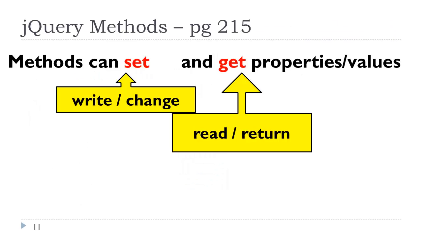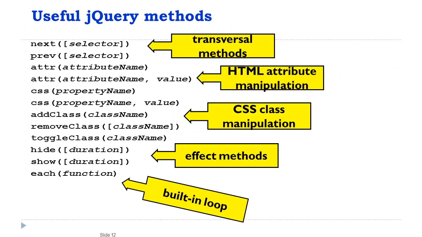Methods. Last week we looked at methods being able to set and get properties and values. Some very commonly used jQuery methods. The next and previous method, which can take a selector, also referred to as transversal methods because they allow us to move up and down the DOM, and they will be covered again in a later chapter. The attr method allows us to set and retrieve attribute values.